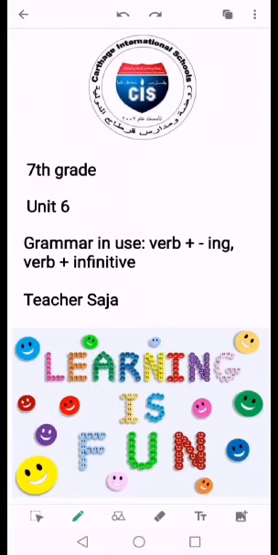In our video today, we will talk about two things. We will talk about gerund and infinitive, and we will also talk about the difference between gerund and infinitive, verbs that are followed by gerund and verbs that are followed by infinitive. And at the end of this video, there are some exercises that we will do together, so please focus well.